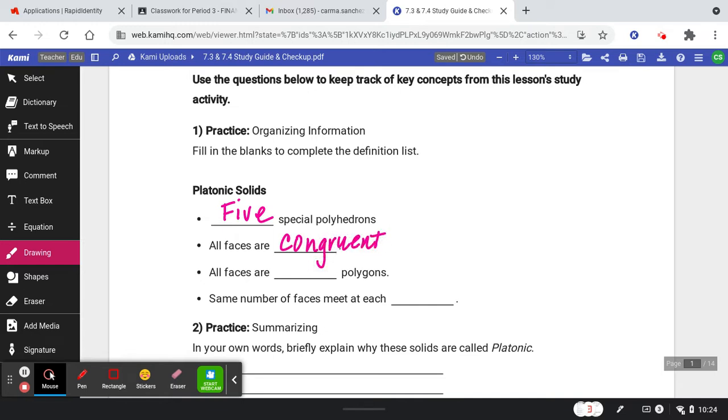And all the faces are regular polygons with the sides all equal. That's what regular means, if you guys remember. Some number of faces meet at each vertex. Sorry, same number.